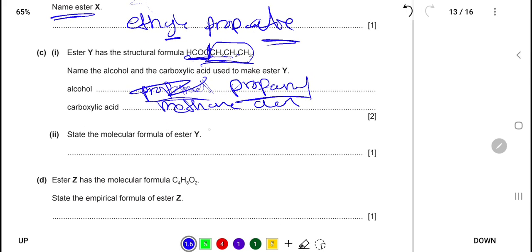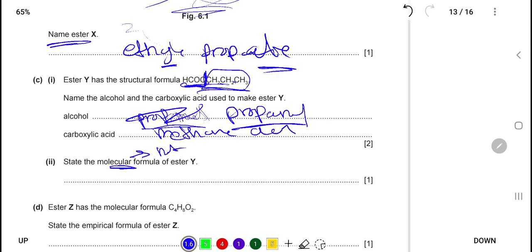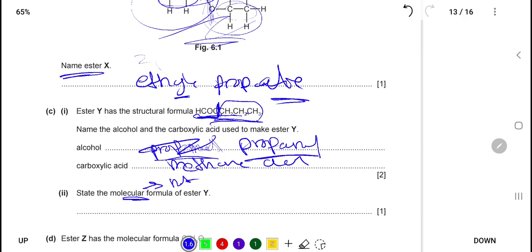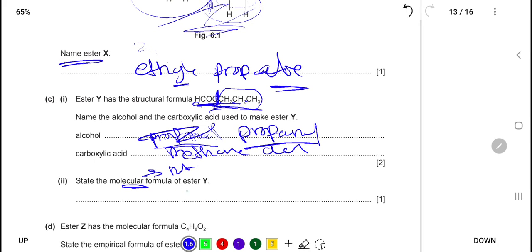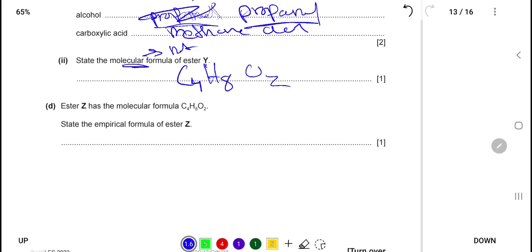Now state the molecular formula of the ester. The molecular formula is the normal formula. The empirical formula is the simplified form of the molecular formula. So I'm just going to count it easily. The ester has 1, 2, 3, 4 carbons, so you write C4. For how many hydrogens? 8 hydrogens, so it's H8. Don't forget the O's, okay? So we have O2. That's it.